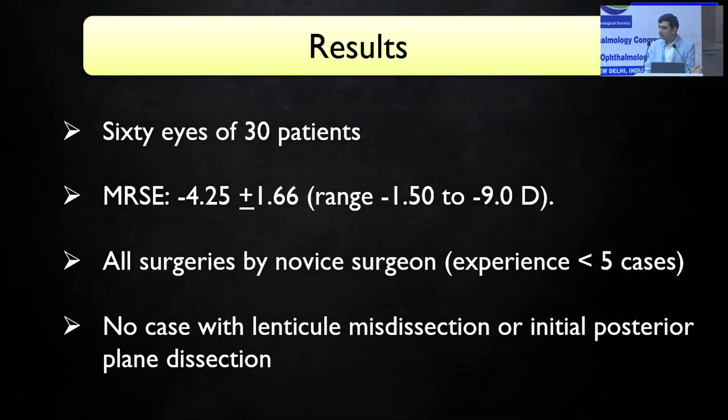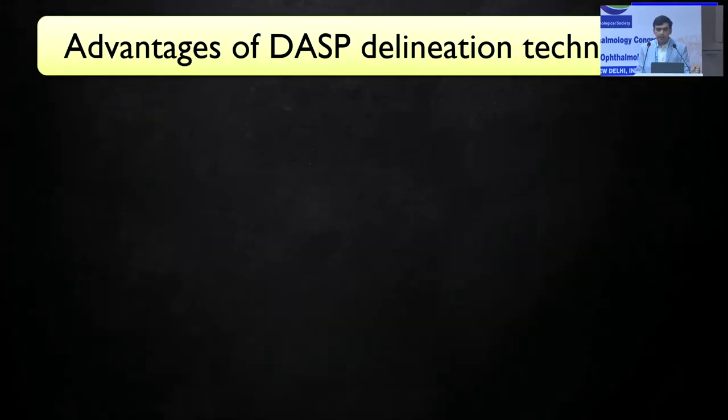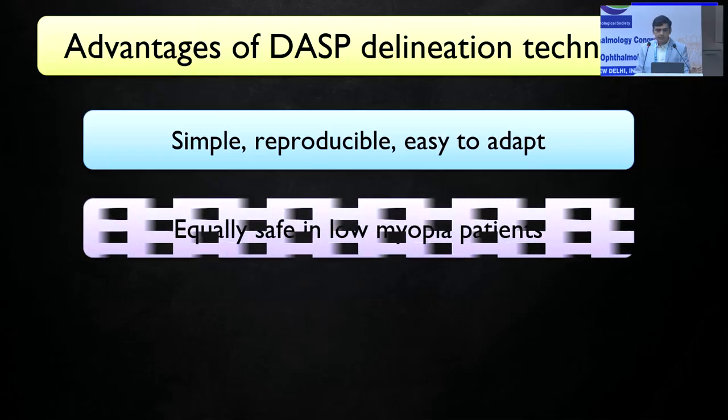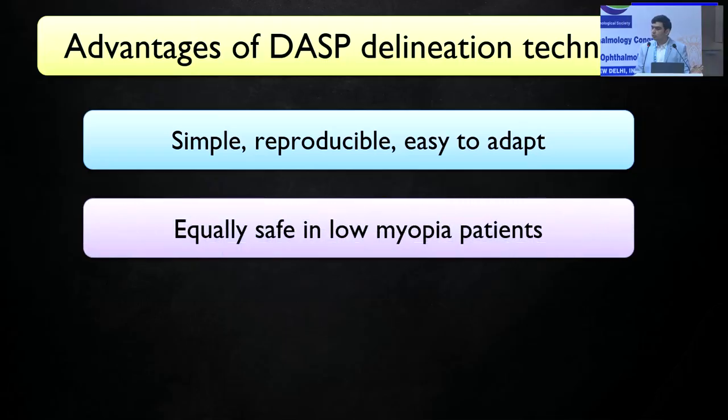So as a novice surgeon with less than 5 cases of experience, when we did 60 eyes of 30 patients with a wide range of refractive errors, there was not a single case of lenticule misdissection or initial posterior plane dissection in our cases. The advantages of this simple technique is that it is very reproducible, easy to adapt even for beginners. Second, it is equally safe in low myopia patients because this is an area where most surgeons are hesitant because of having difficulty in lenticule dissection.